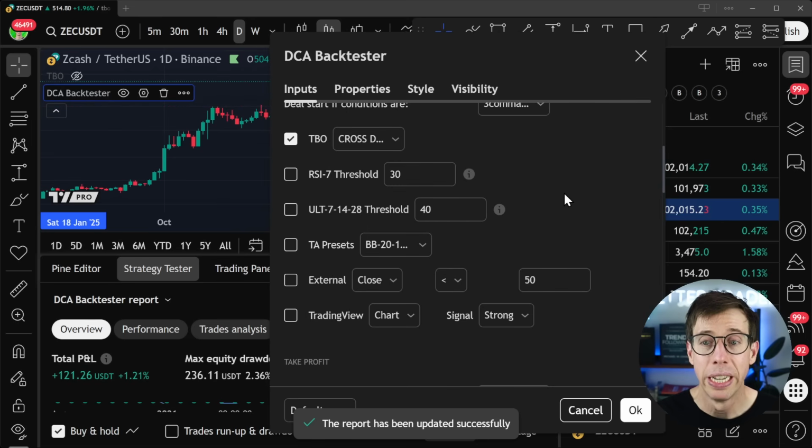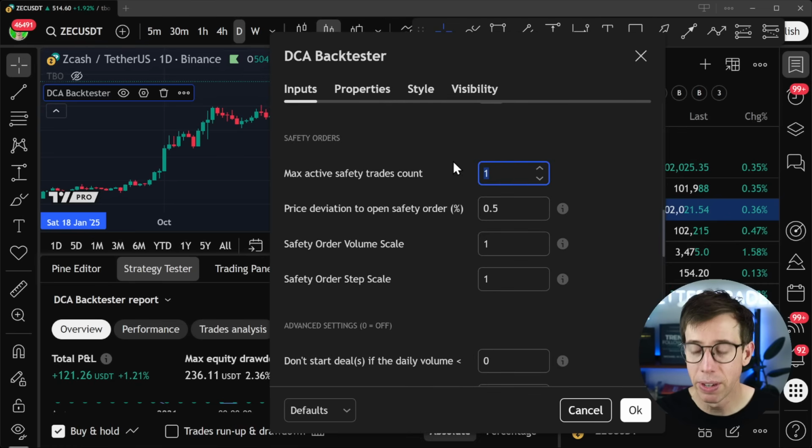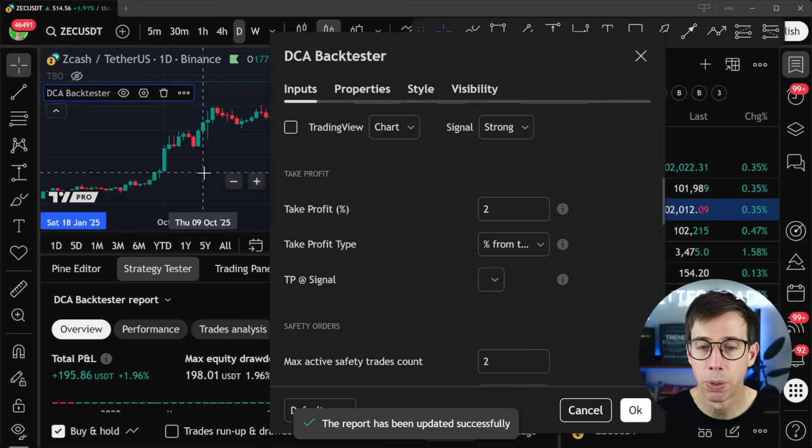To be honest, the cross down is one of my favorite indicators to use. This is all like crazy stuff, so I haven't even fixed these numbers. We'll do something like random. Like I don't even know what this is going to look like. Take profit 2%, cool.